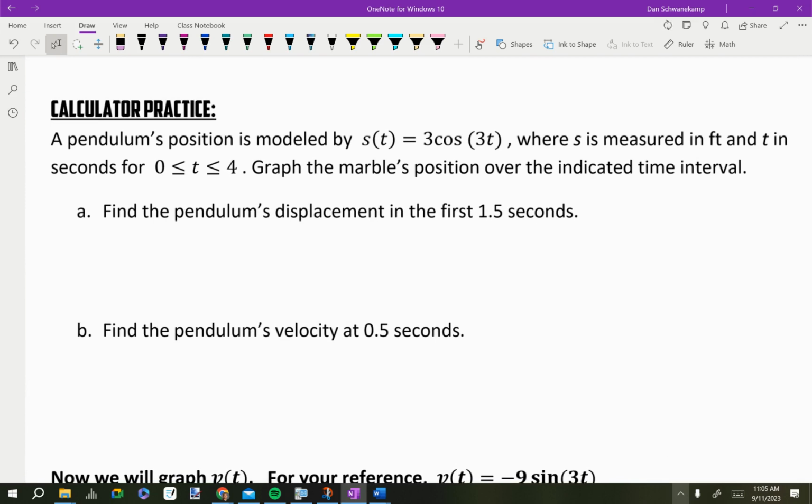Three of them will be non-calculator, or will be with a calculator. Sorry, so not a whole part. But a little bit where you've got to be able to do it without a calculator or with a calculator. All right, here we go.